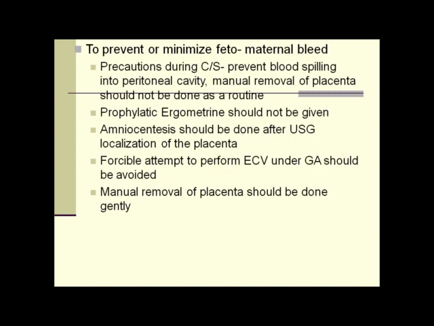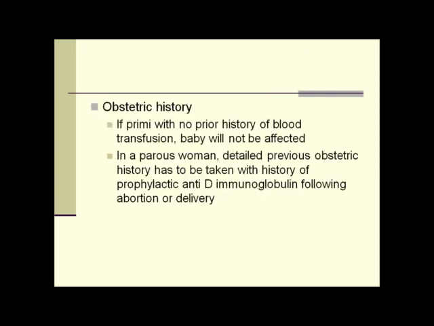To minimize fetal-maternal bleed, take precautions during cesarean section, that is, prevent blood spilling into the peritoneal cavity. Manual removal of placenta should not be done as a routine. Prophylactic ergometrine should not be given in this case. Amniocentesis should be done after USG localization of placenta. Forcible attempt to perform an external cephalic version under GA should be avoided. Manual removal of placenta should be done gently.